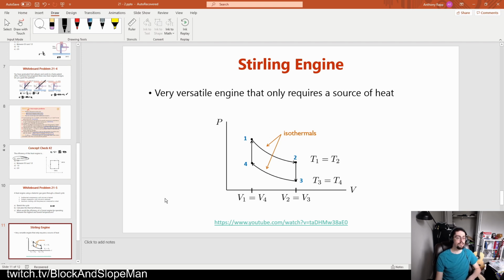It's not so great in other places where you need sudden energy, but it's got some really cool uses and everything else. But the cycle for a Stirling engine looks just like this, right? It's just 2 isochorics and 2 isothermals.